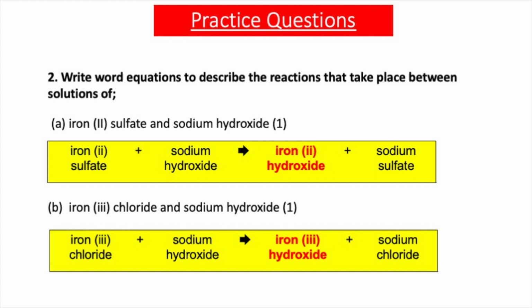Now for part B, you're asked to write a word equation for iron 3 chloride and sodium hydroxide. So it would be iron 3 chloride plus sodium hydroxide makes iron 3 hydroxide and sodium chloride. And once again, there's 1 mark for the word equation.